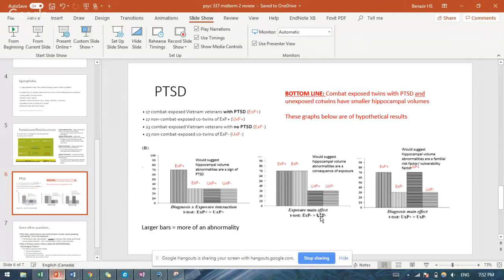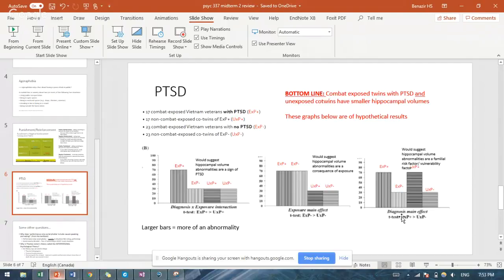On the other hand, we have this graph over here. This one is going to be showing that hippocampal volume abnormalities are a consequence of exposure. So you can see that the two people who have been exposed to combat are going to be the two who have this increased abnormality, and those who are not exposed to combat do not. So it's very clearly, if you've been exposed to combat, the bar goes up, the abnormality goes up.